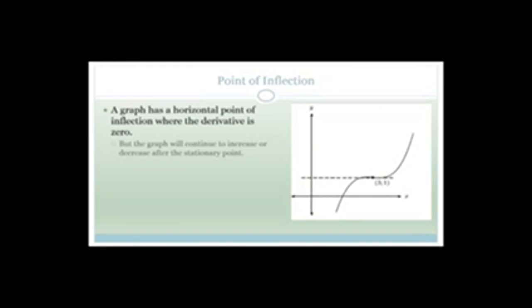Okay, so what is a point of inflection? A graph has a horizontal point of inflection where the derivative is zero, but the graph continues to increase or decrease after the stationary point. Okay, so what do we mean by that?